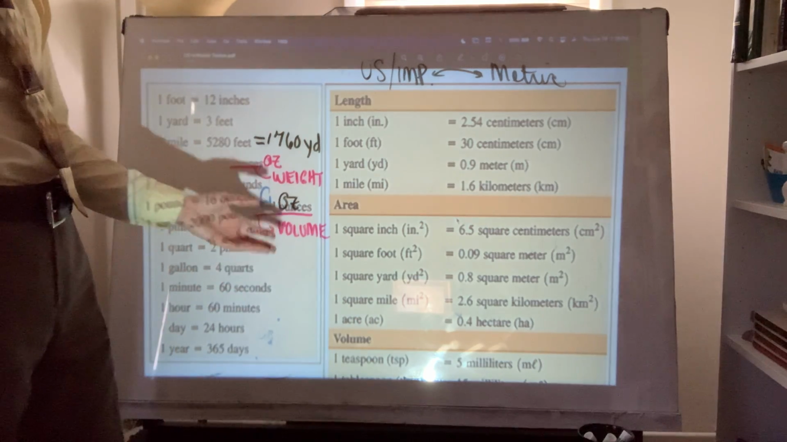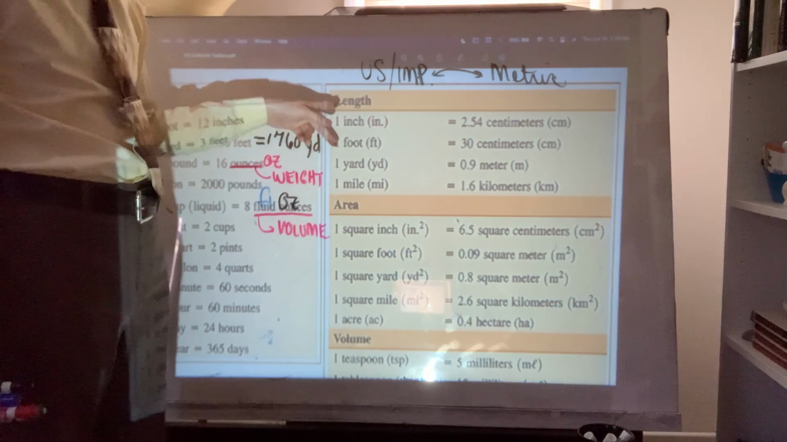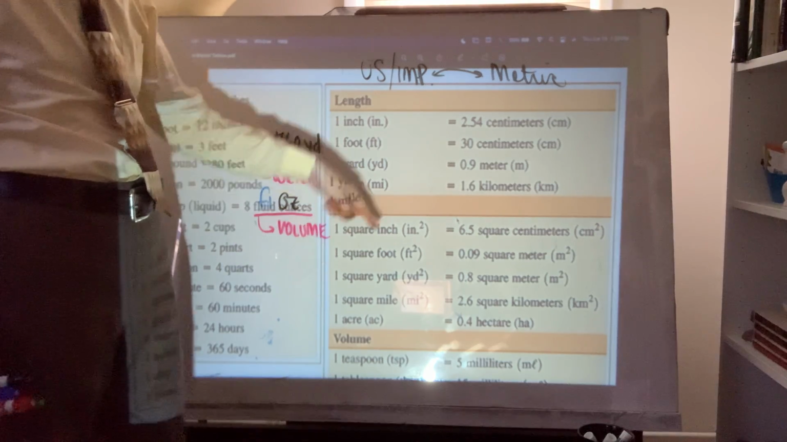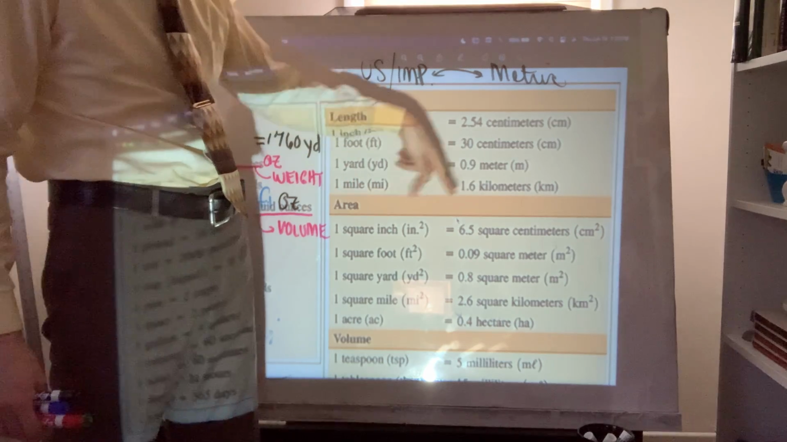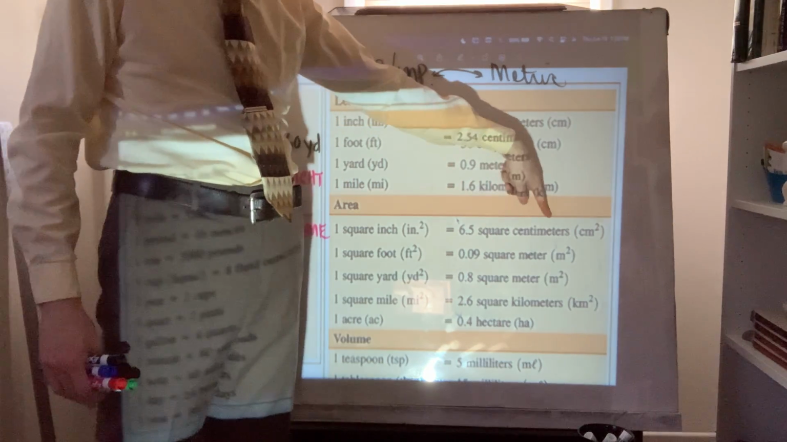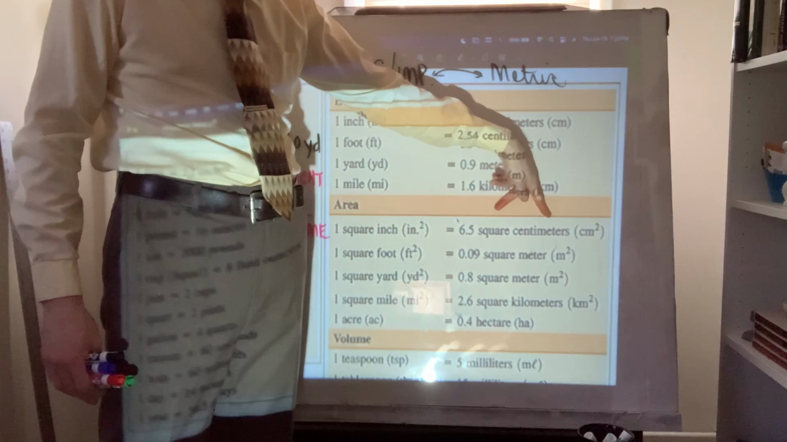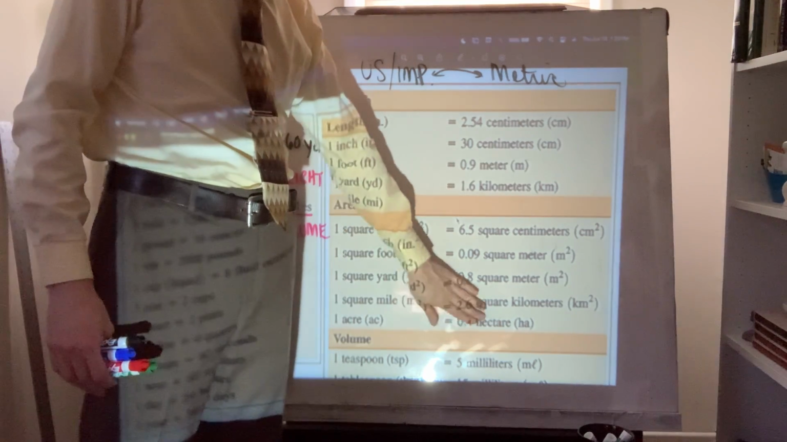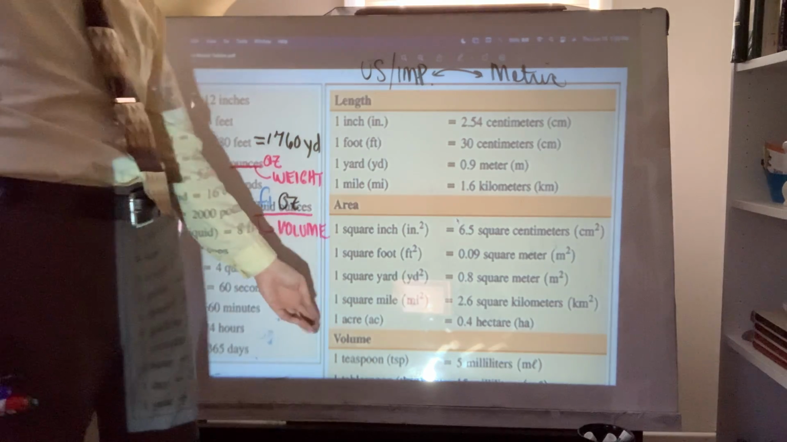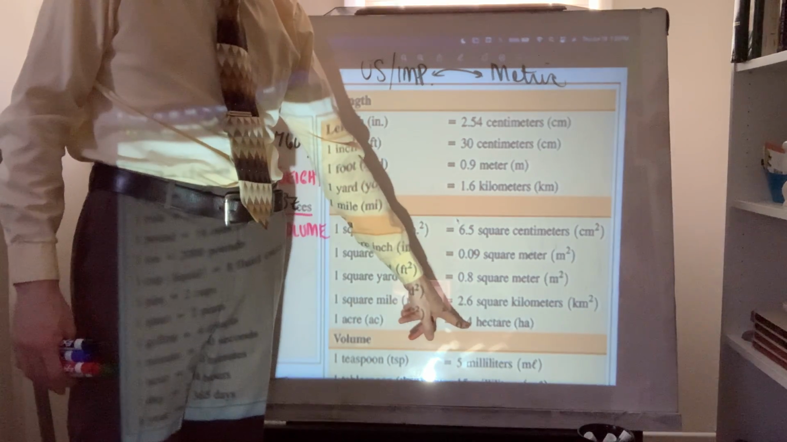All right, down here you have two-dimensional units. Remember, these are one-dimensional, these are two-dimensional. Notice the exponents of 2. All right, 1 square inch is about 6.5 square centimeters, would be appropriate to compare these. All right. Here's an acre and here's a hectare. If you had 1 acre, it's a little less than a half a hectare.